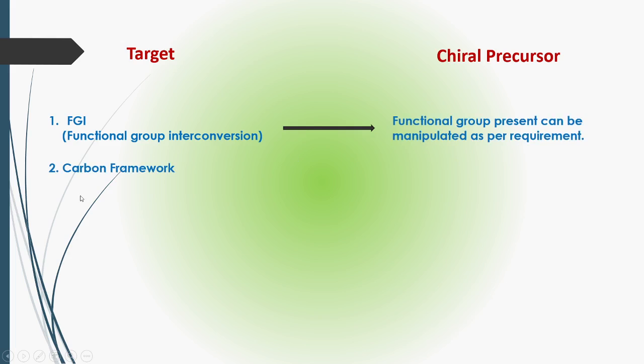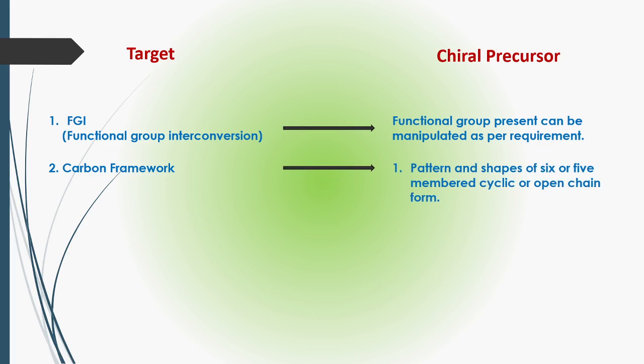Then the second thing is carbon framework. So what is the carbon framework? Carbon framework means, in the natural products, for example carbohydrates, amino acids, terpenes, hydroxy acids, the number of carbons is different. Therefore the patterns and shapes are of 6 or 5 membered cyclic or open chain form.